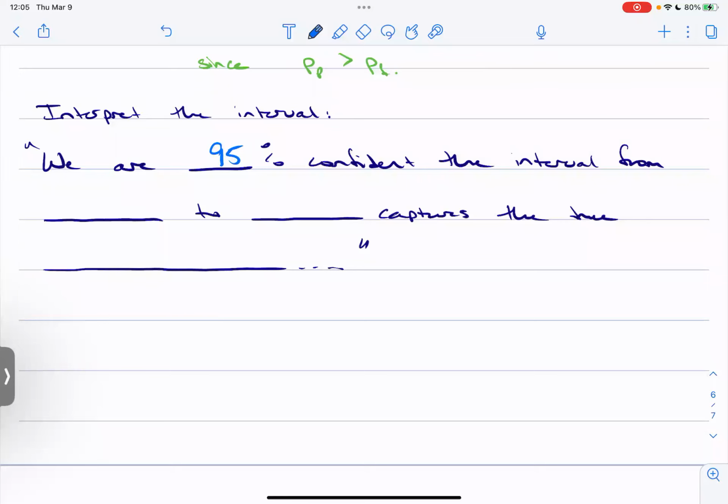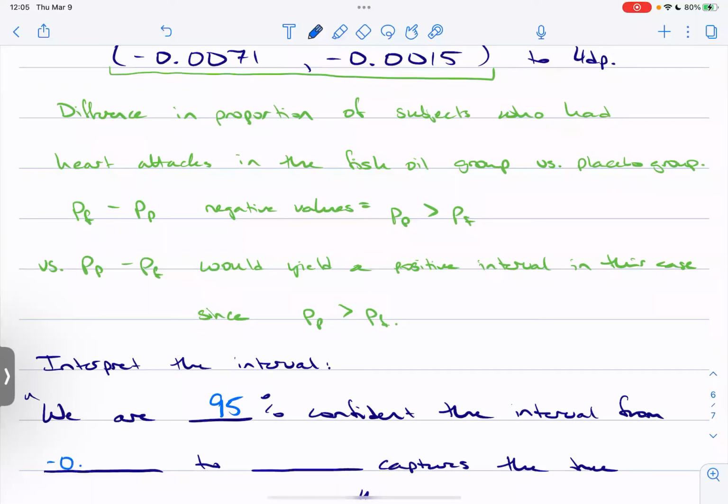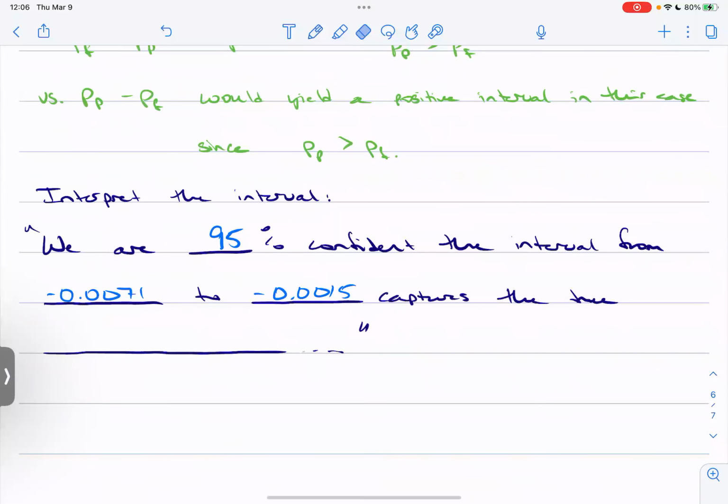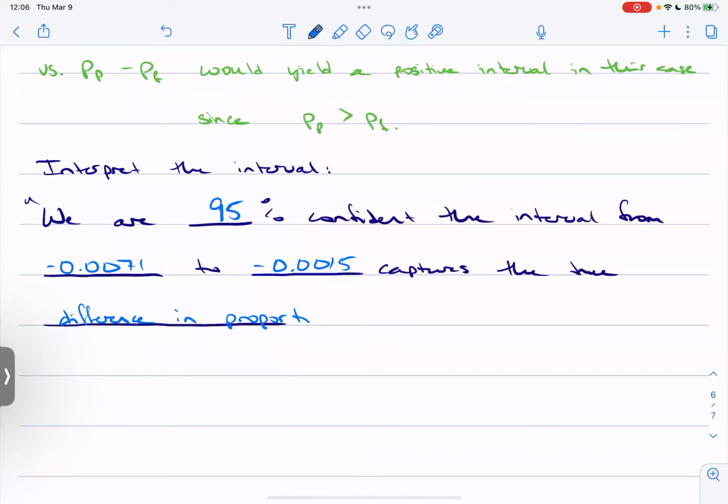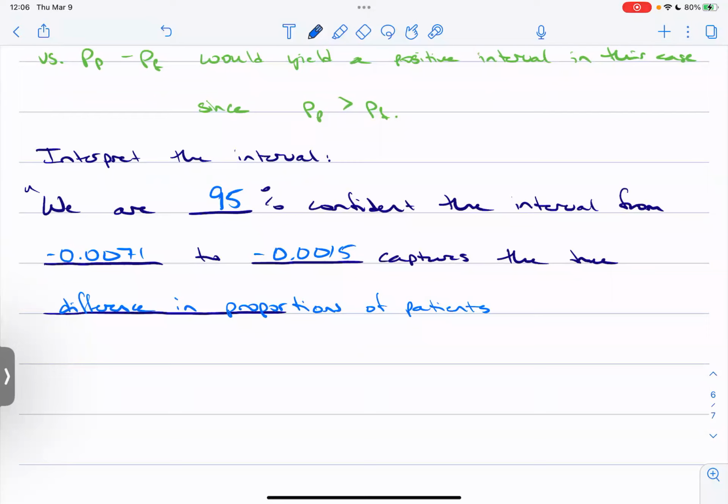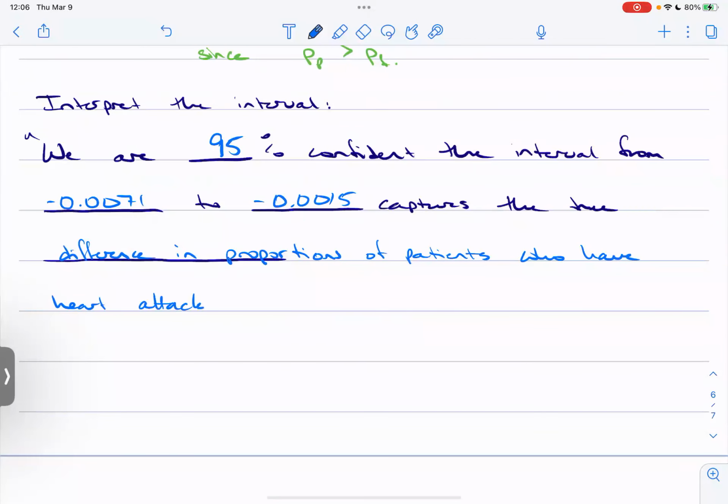So we are 95% confident the interval from negative 0.0071 to negative 0.0015 captures the true difference in proportions of patients who have heart attacks while taking fish oil versus the placebo.